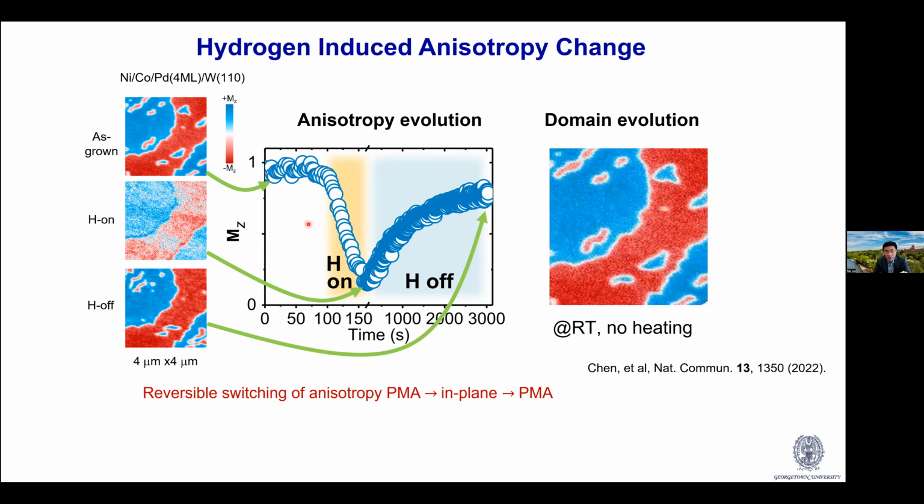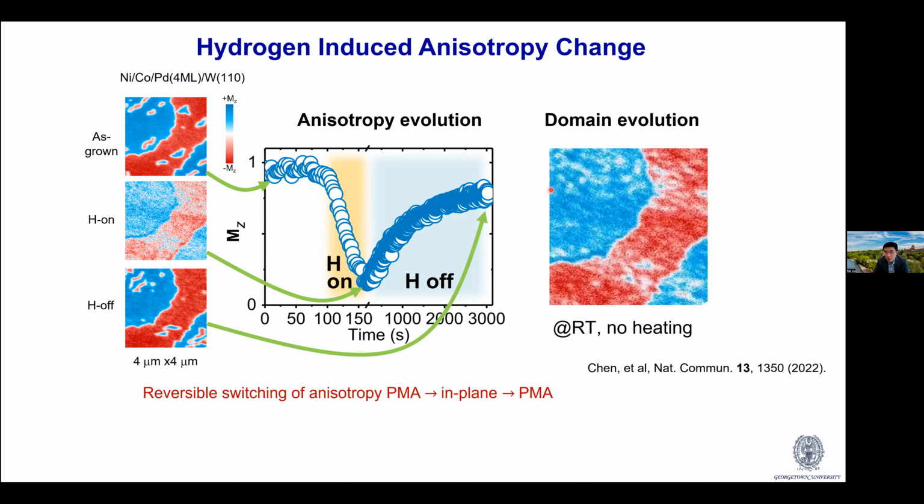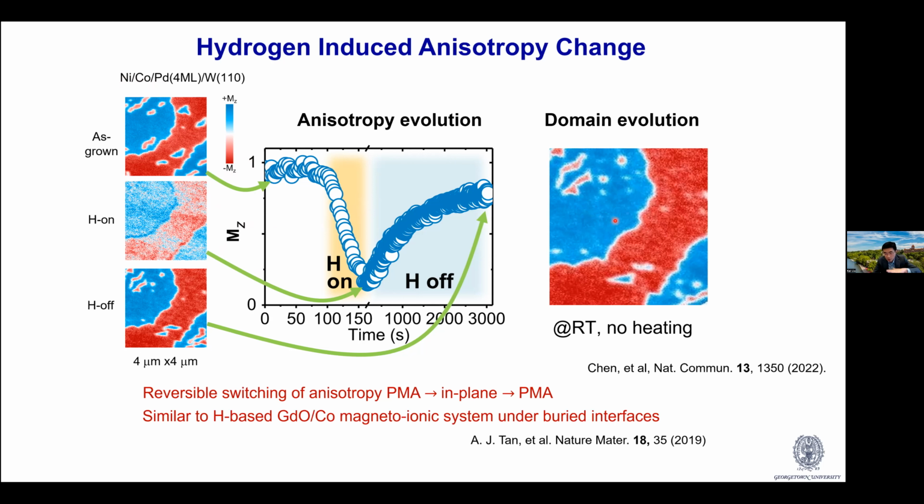Instead, we're sitting very close to another tipping point, which is the anisotropy. We change the thickness of the stack so that this layer is very close to the spin reorientation transition. And you can see, let me see if I can play this video. As we introduce hydrogen, the magnetization goes from perpendicular, where blue and red correspond to magnetization pointing up or down, to in plane, and the contrast fades.